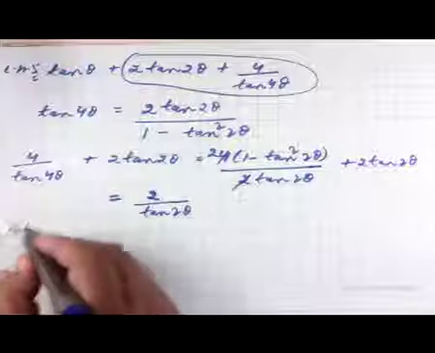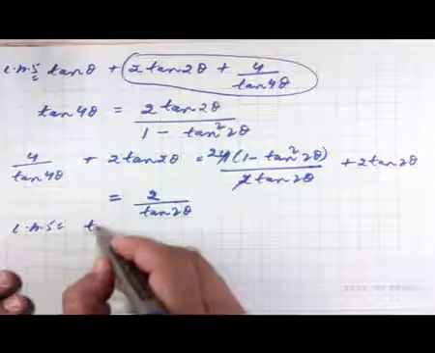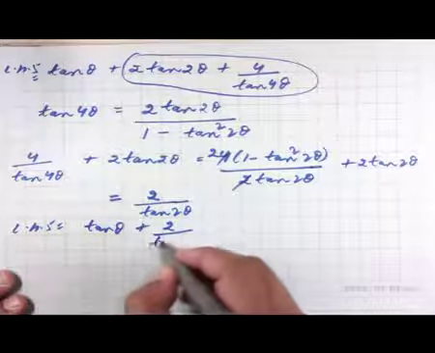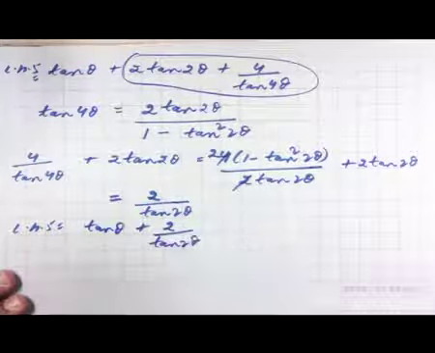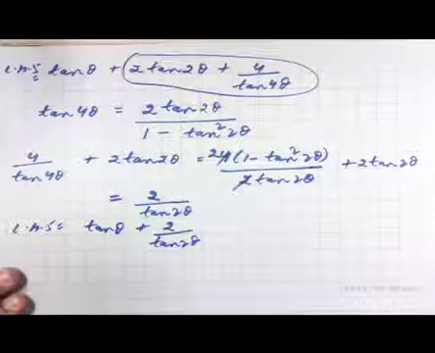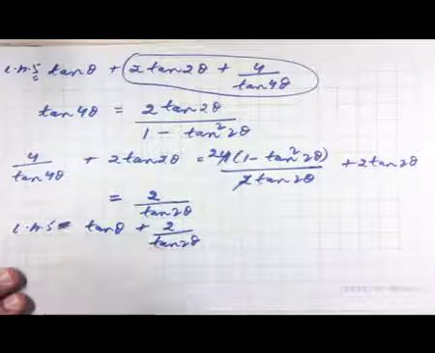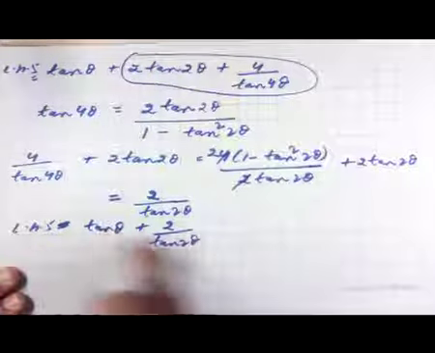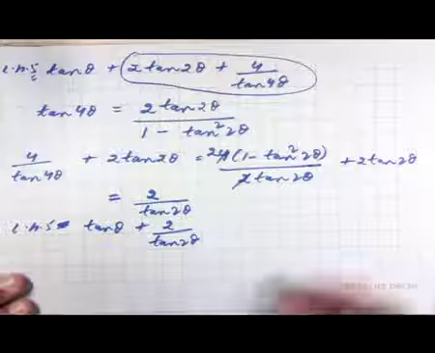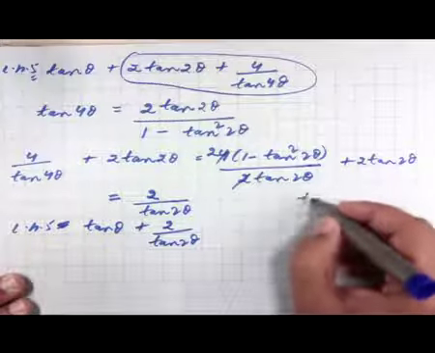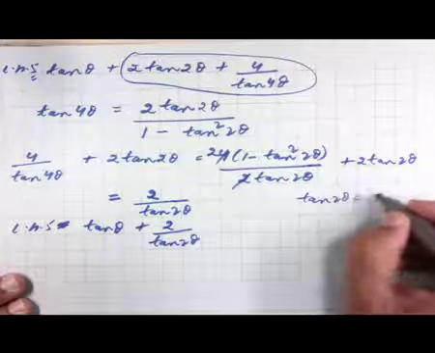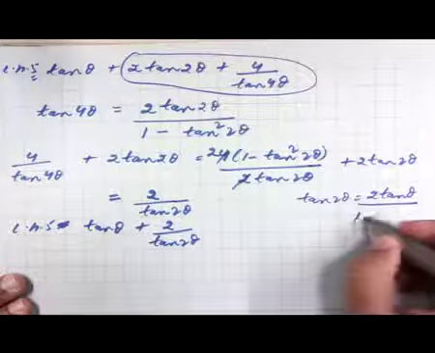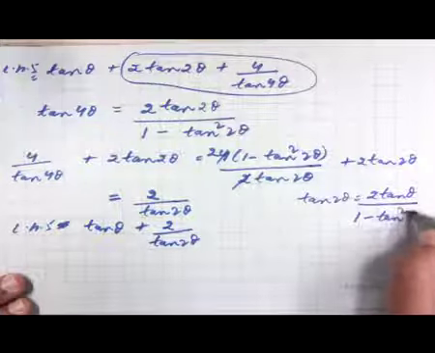So, finally the left hand side becomes tan theta plus 2 upon tan 2 theta, and now again we need to express tan 2 theta in terms of tan theta. So, that there could be some cancellation of some terms here. We know that tan of 2 theta is 2 tan theta upon 1 minus tan square theta.